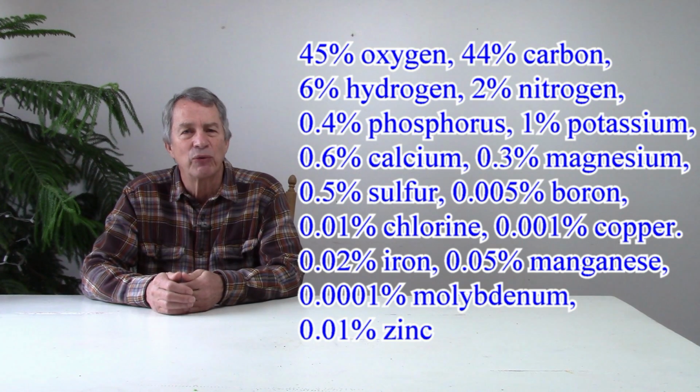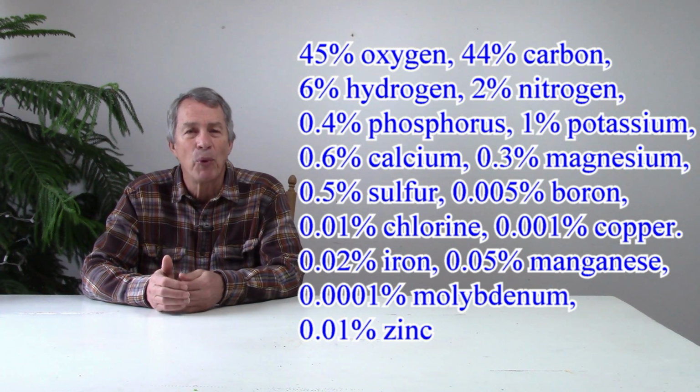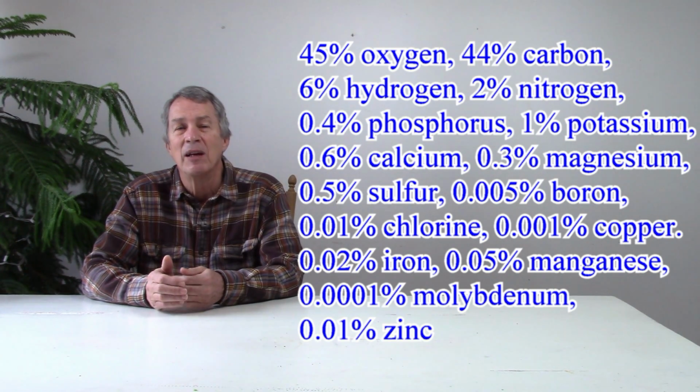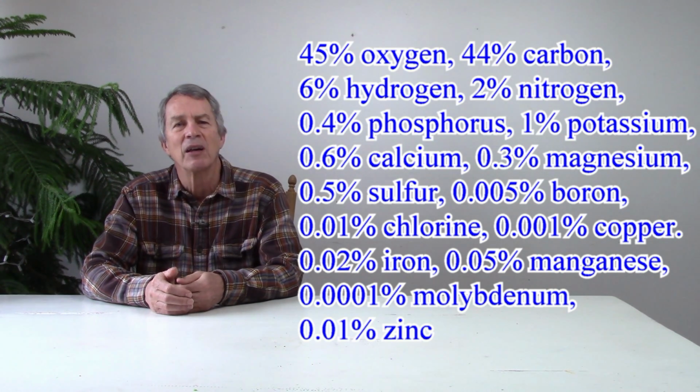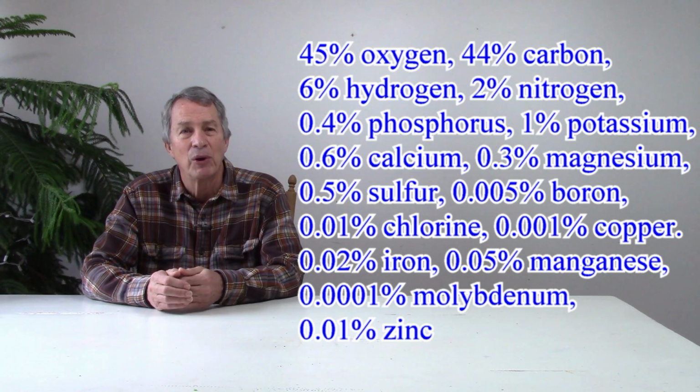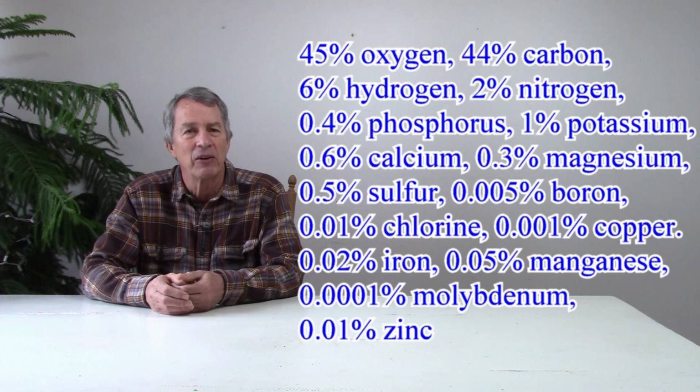A generalized plant is 45% oxygen, 44% carbon, 6% hydrogen, 2% nitrogen, 0.4% phosphorus, 1% potassium, 0.6% calcium, 0.3% magnesium, 0.5% sulfur, 0.005% boron, 0.01% chlorine, 0.001% copper, 0.02% iron, 0.05% manganese, 0.0001% molybdenum, and 0.01% zinc. Look at that list again and think of how few of these minerals come from the plant food fertilizer we apply. Organic fertilizers supply the micronutrients better than inorganic fertilizers, but the air, water, and soil supply most nutrients.